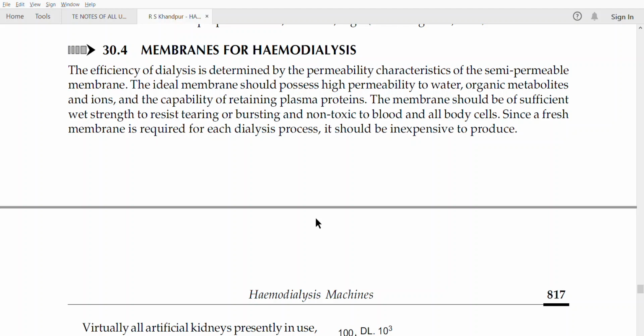For a given material or given solute, this is called permeability characteristics, and the ideal membrane should possess high permeability to water, organic metabolites, and ions, with the capability of retaining plasma proteins, so retaining plasma back in the blood. The membrane should have sufficient bed strength so it won't tear, and it won't cause any toxicity to the blood. Since a fresh membrane is required for each dialysis, it should be inexpensive to produce.